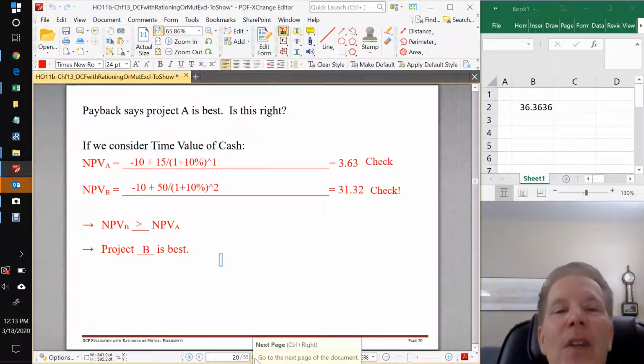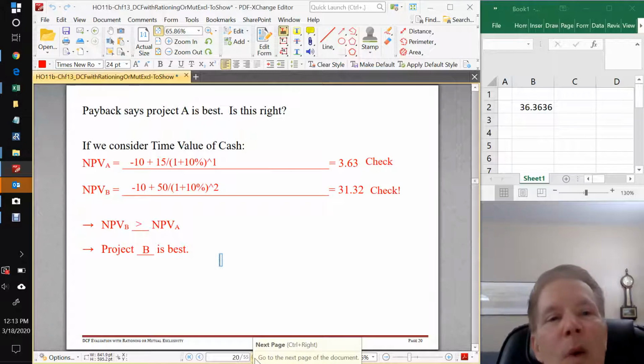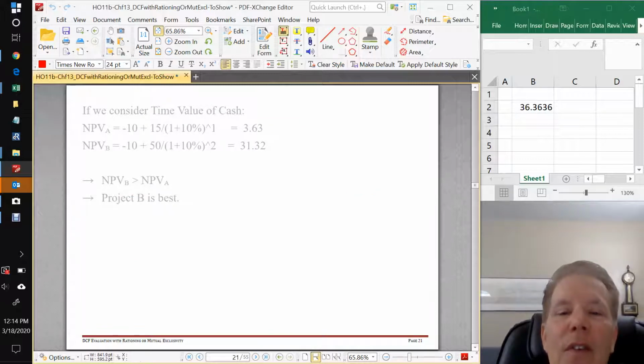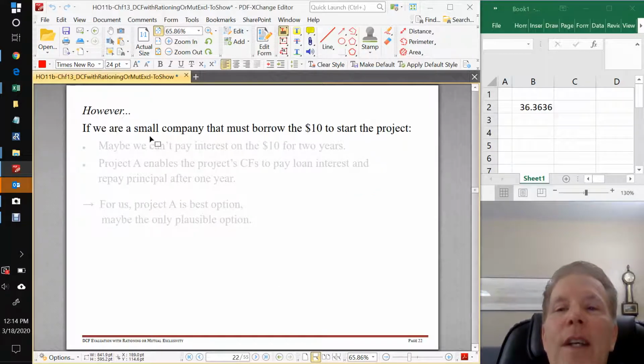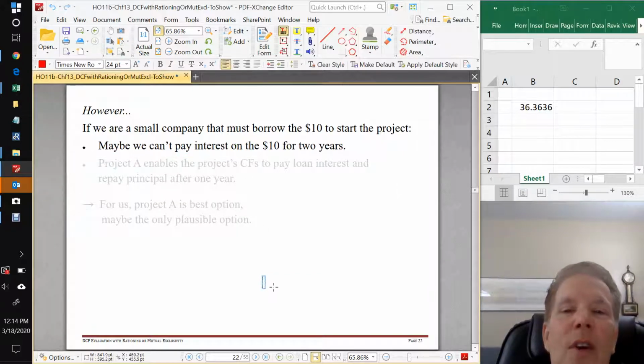So the payback method is totally useless, which is usually what's taught in schools, because number one, it doesn't include time value, and number two, it doesn't give you the right answer compared to using our comparison of NPVs. And that's generally correct, except in cases like this. What if we're a small company and we've got to borrow 10 million now to start our project? And this is a very common situation for startup companies.